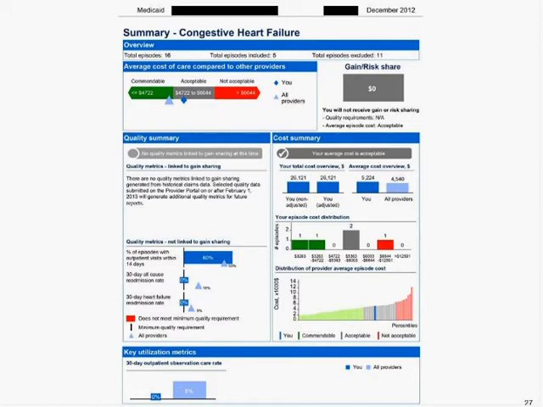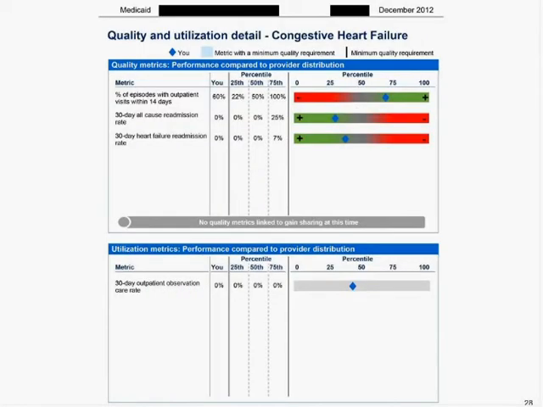There is an additional percentage graph. Next slide, please. Additional percentage graph of the quality and key utilization metrics on the next page of this report.